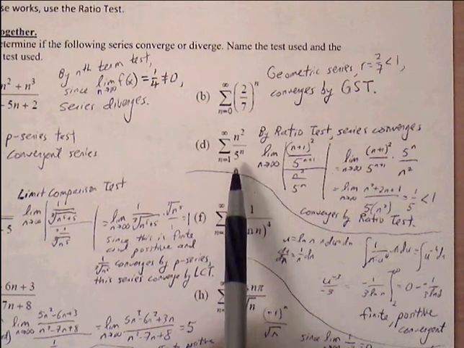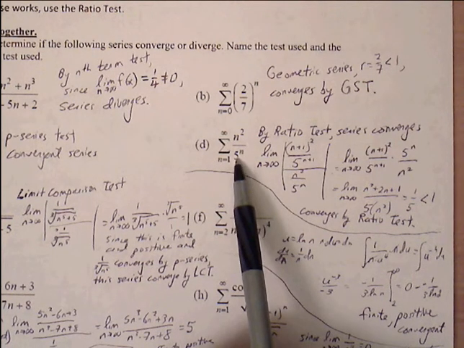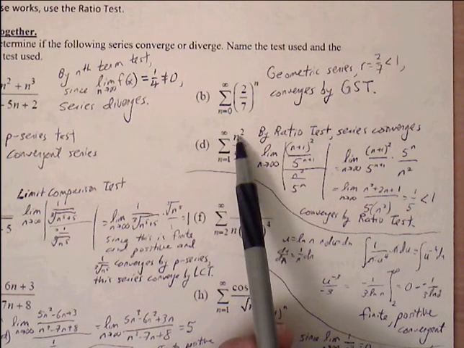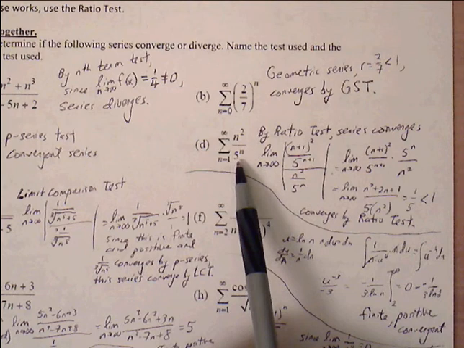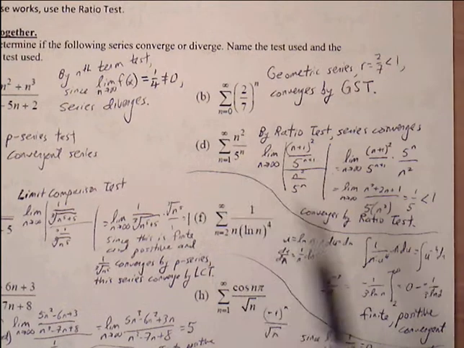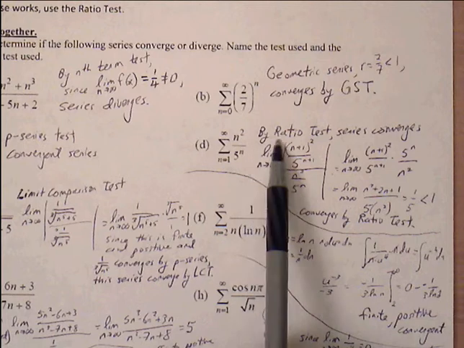Here we have n squared over 5 to the nth. We know that an exponential function is going to grow at a faster rate than n squared. So if we tested the nth term test, the denominator is going to grow faster. So we know the limit is equal to 0. So the nth term test is inconclusive. And anything that is involving exponents, usually we can do the ratio test.